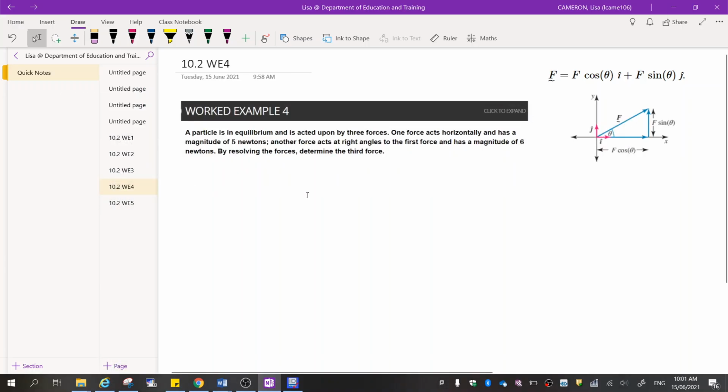So when you read this question, you'll realize that this was the same as the question that we did in part 1, except it's asking you to resolve the forces to determine the third force. Now, resolving forces means that we break it down into its i and j components, and then we solve the i and j components separately. So I'm going to do this one quite quickly because we've already looked at a lot of the language.